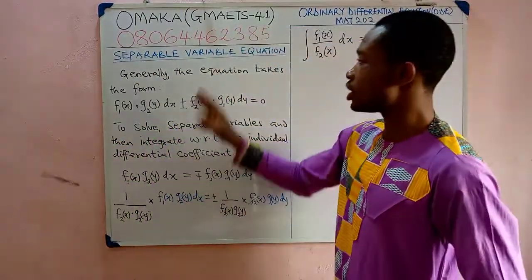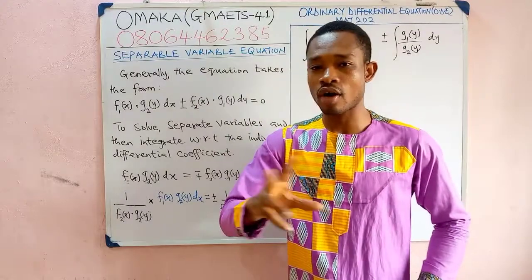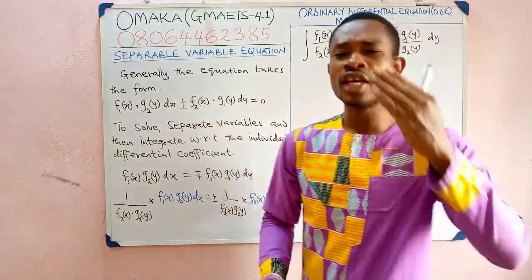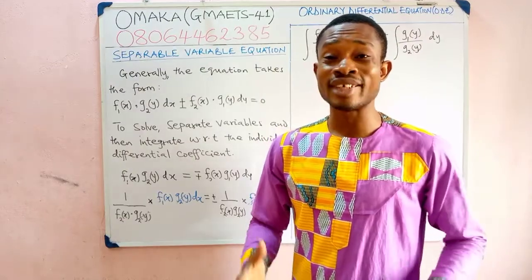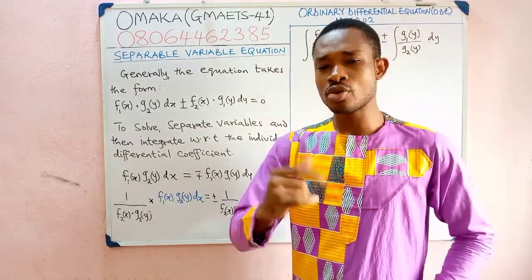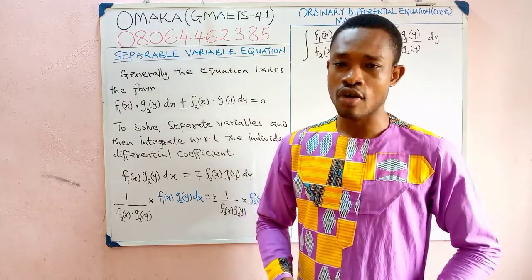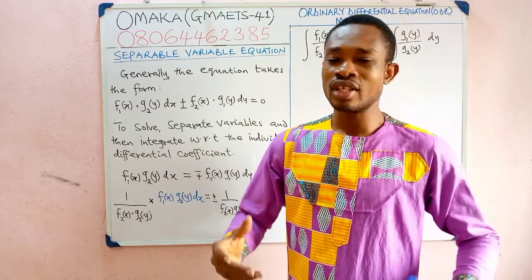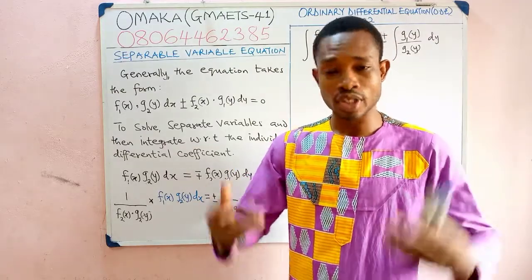In this video, we now want to start with the first form of ordinary differential equation known as the separable variable equation. It's very important for you to be able to identify a particular form of ordinary differential equation so that you know the technique to apply in solving it. Now, how do we identify the general separable variable equation?